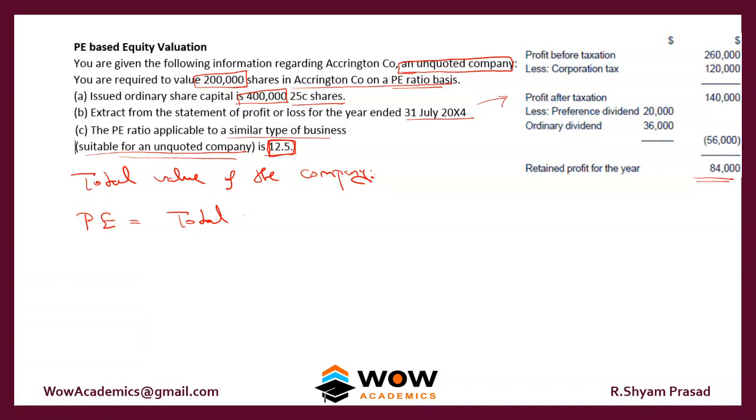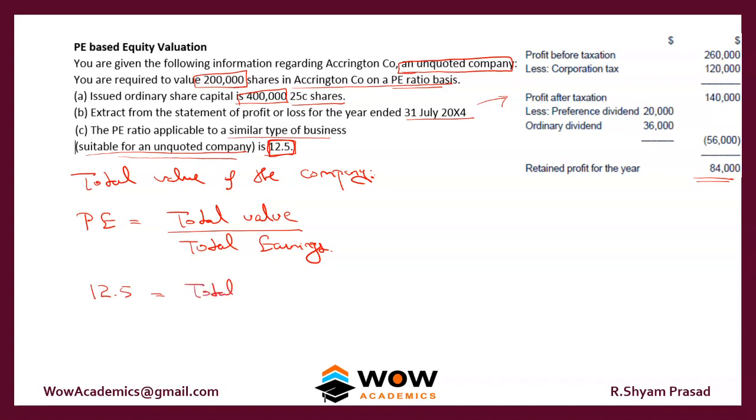Total value of the company divided by total earnings. So we can take this as a formula and we'll try to solve it. So what are the numbers we have? We know the PE is 12.5.